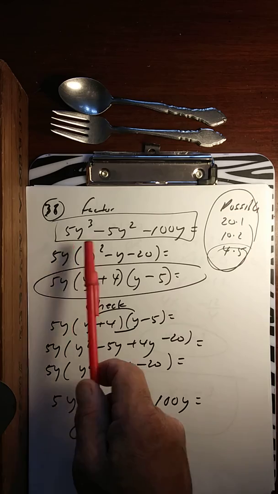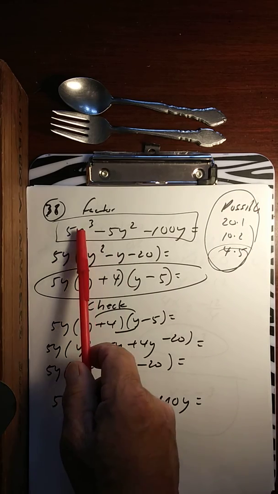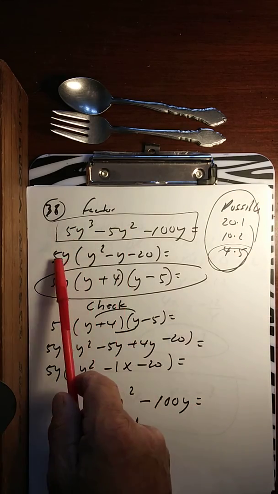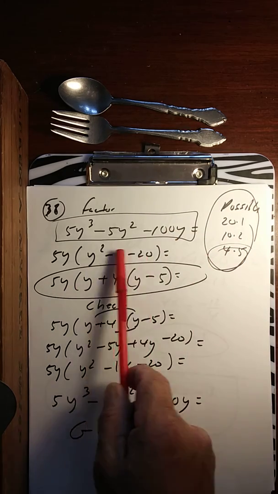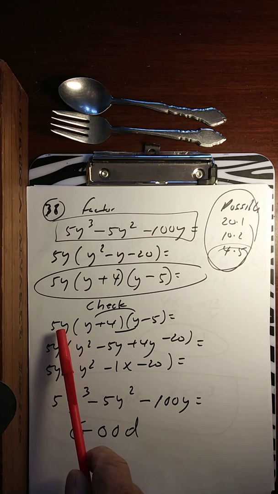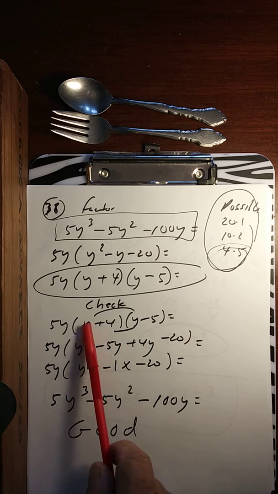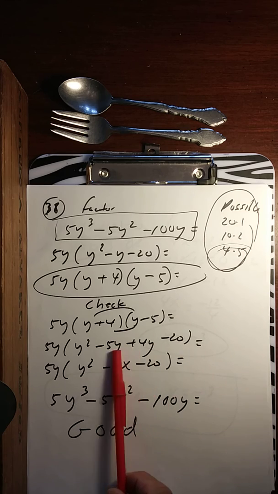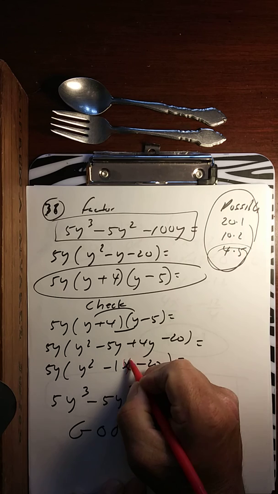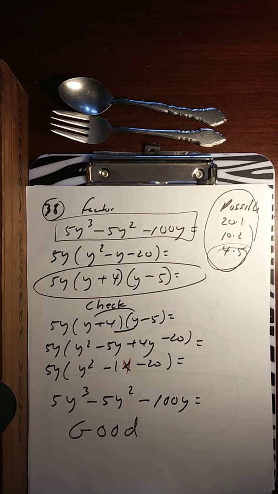So we have, again, take a 5y out. 5y times that is 5y cubed. 5y times that is negative 5y squared. 5y times that is minus 100. And then y plus 4, y minus 5 from this one, possibly. Check it. So y times y is y squared. That's going to be minus 5y plus 4y minus 20. That's going to give you minus 1y. Make this a y. And now we're going to multiply it in there.